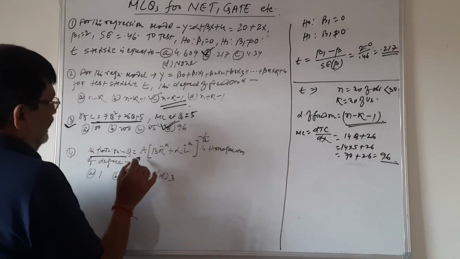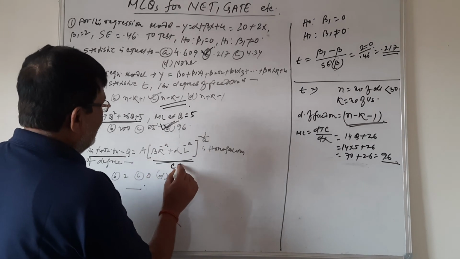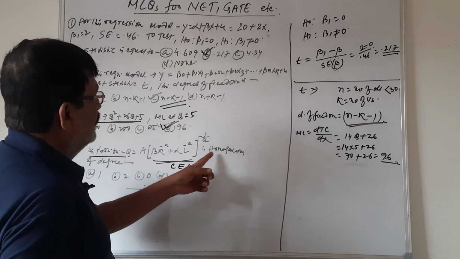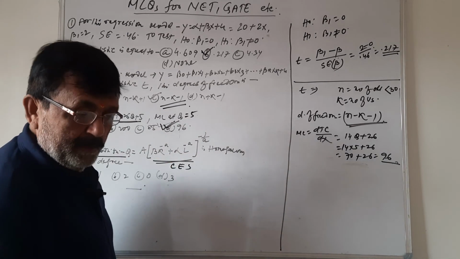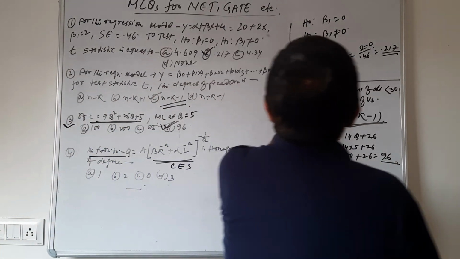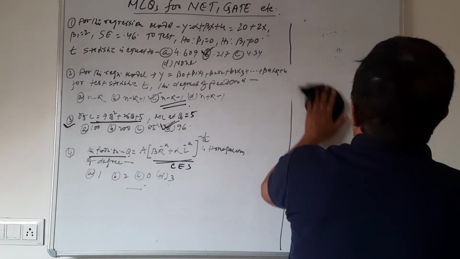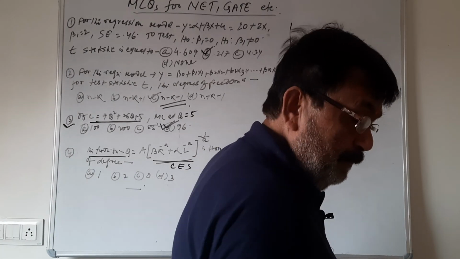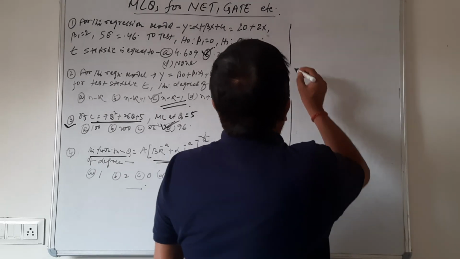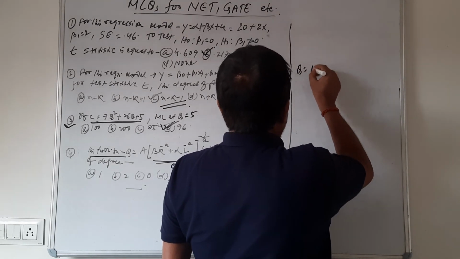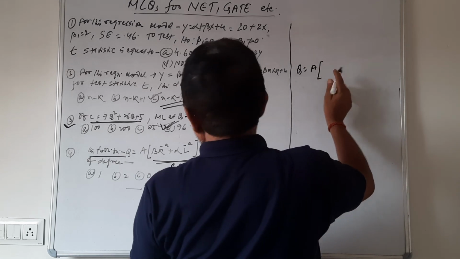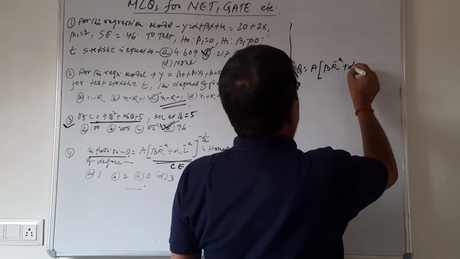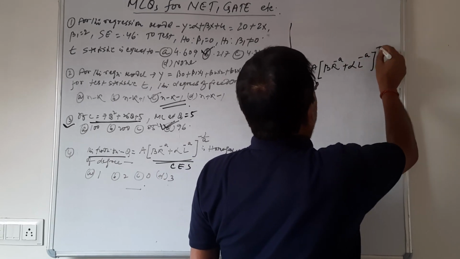For the CES production function, we have to find the degree of homogeneity. This CES production function has degree of homogeneity 1. This is linear homogeneous. Q is A times beta k to the power minus a plus alpha L to the power minus a, all raised to the power minus 1 by a.